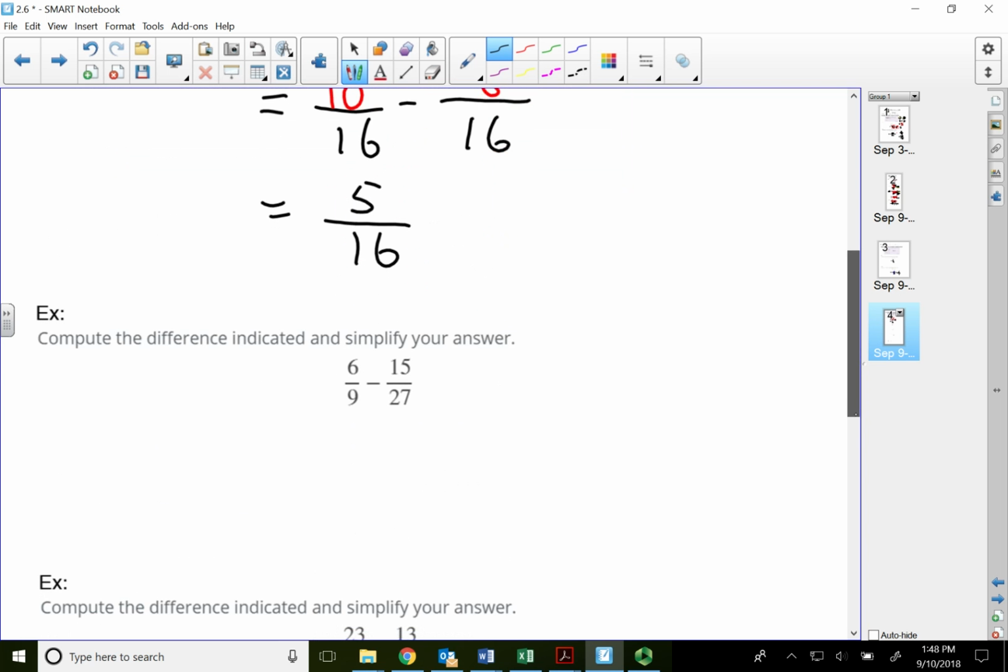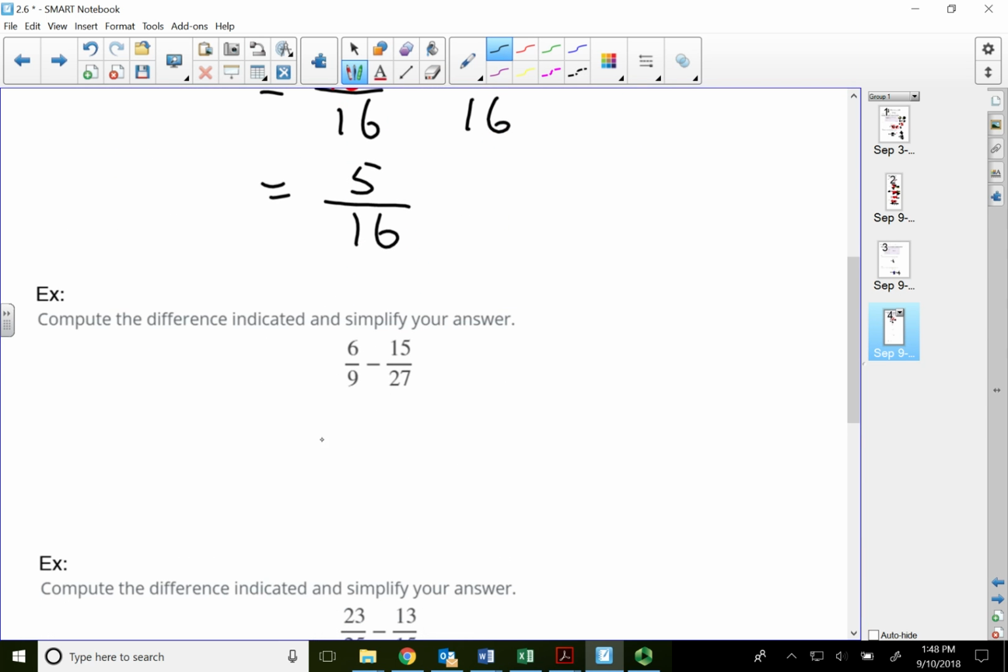All right, try another one. 9 and 27, as you can see, the LCD is 27. I'm just going to write the 27 here. All right, let's find my equivalent fraction. Oh, I can reduce 6 over 9 here. Tell you what, I'm going to just do it right here, okay? If I reduce 6 over 9 by 3, that's 2 over 3.